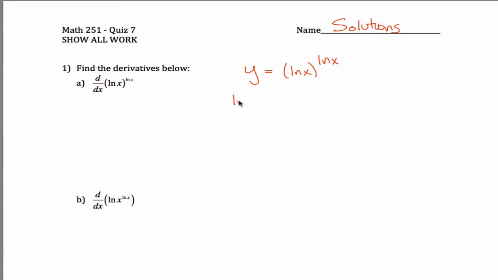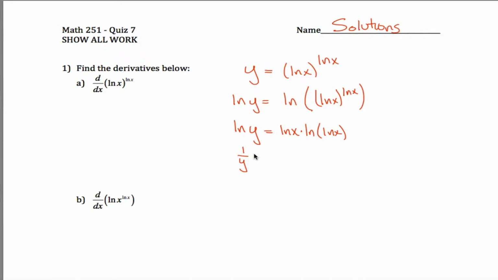Here you have to take the natural log of both sides to get that this is the natural log of x raised up to the natural log of x power. And now you can apply one of your log rules to take this natural log of x and bring it down in front. And so you got this natural log of x in front, and then the natural log of this natural log of x here. And now you can take the derivative of both sides of the equation.